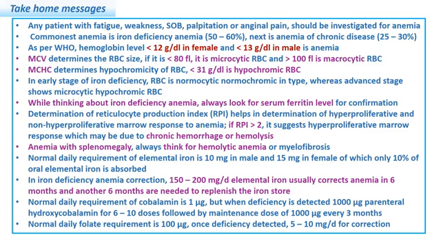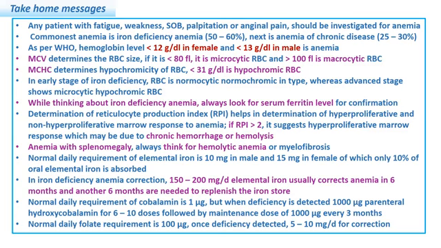Commonest anemia is iron deficiency anemia, 50 to 60%. Next is the anemia of chronic disease. As per WHO, hemoglobin less than 12 in female and less than 13 in male is anemia. MCV determines the RBC size. If it is less than 80, it is microcytic, more than 100 is macrocytic. MCHC determines the hypochromicity of RBC, less than 31 is hypochromic RBC. In the early stage of iron deficiency, RBC is normocytic normochromic, whereas the advanced stage is microcytic hypochromic. While thinking about iron deficiency anemia, always look for the serum ferritin for confirmation.